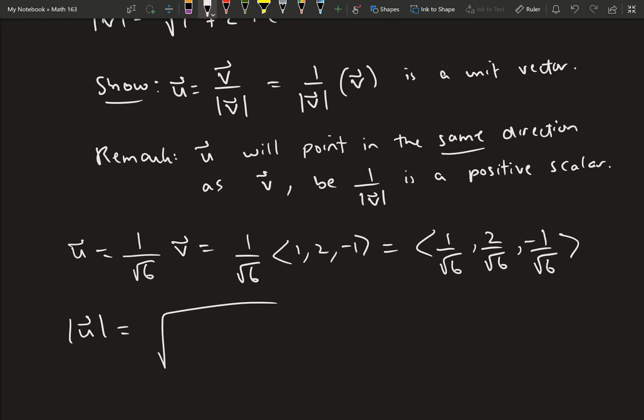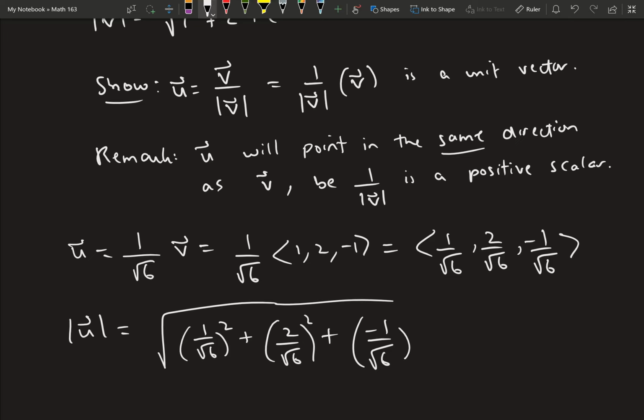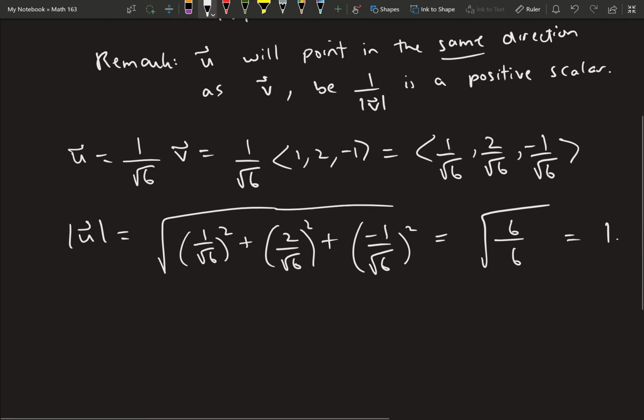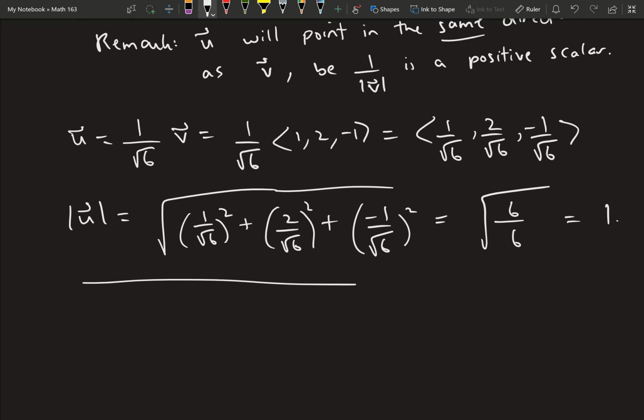Well, what do we get? We get the square root of 1 over root 6 squared plus 2 over root 6 squared plus negative 1 over root 6 squared, which is the square root of 6 over 6, which is 1. And this turns out to be a general principle.